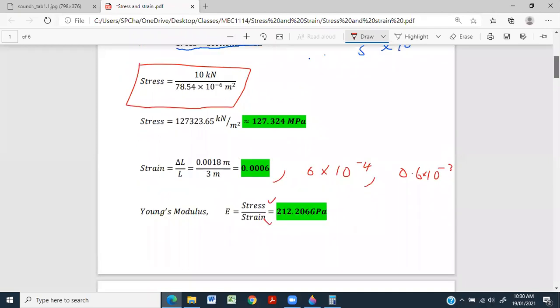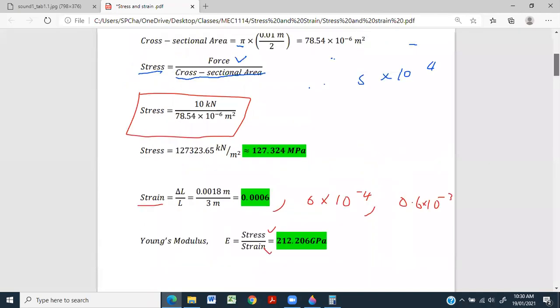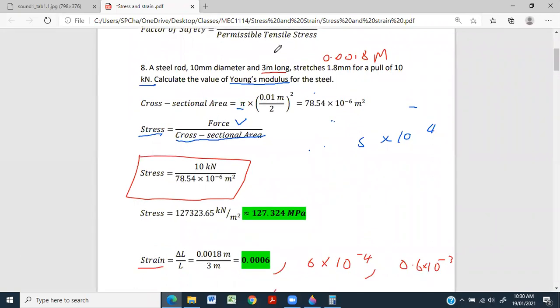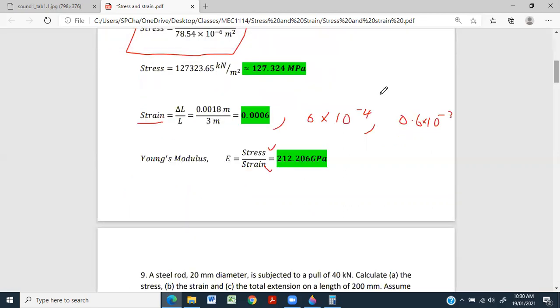Now, strain is a unitless term. It's just a term that defines the elongation with respect to the material. It's unitless. Okay, good. Alternatively, you can convert 3 meters to 3,000 millimeters and do 1.8 divided by 3,000, and you'll get the same answer. So this is unitless; these meters cancel out. As long as they're both in the same units, you should be fine.